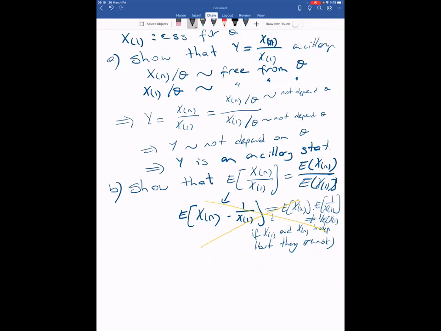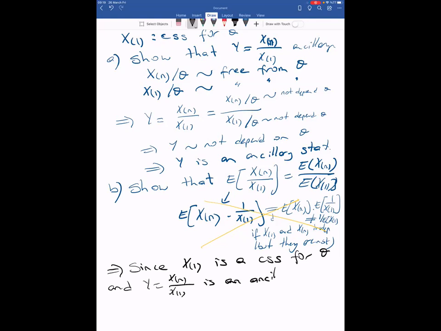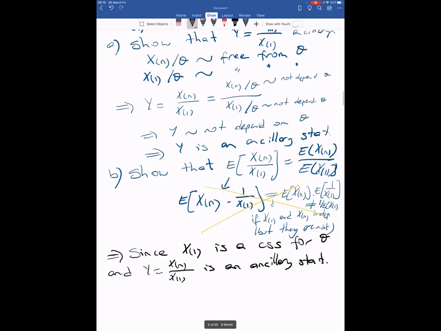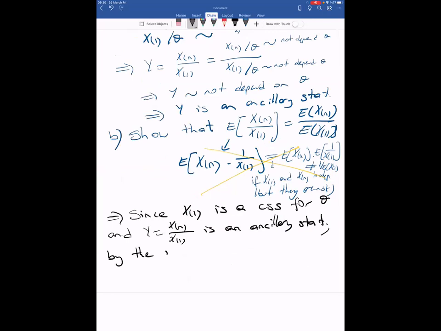So you know that this is not correct and cannot use this approach. Then you have to consider some other thing. We know from the first part that x1 is a complete sufficient statistic for theta, and y, which is this one, is an ancillary statistic. By the theorem, they are independent.